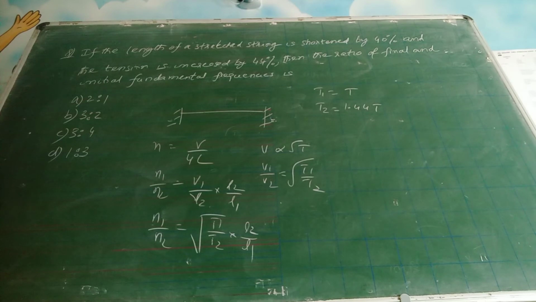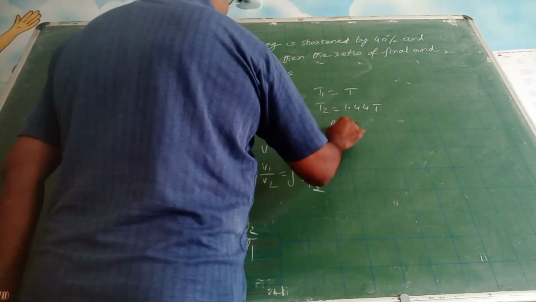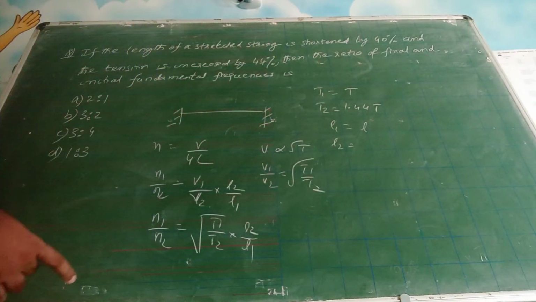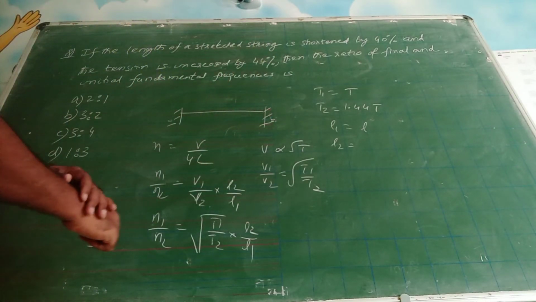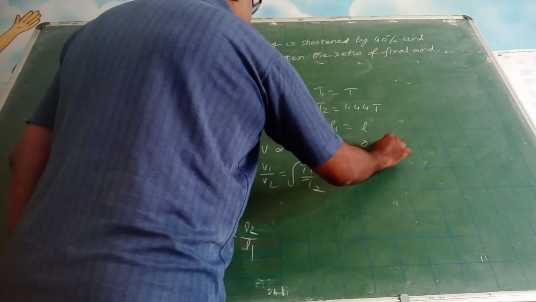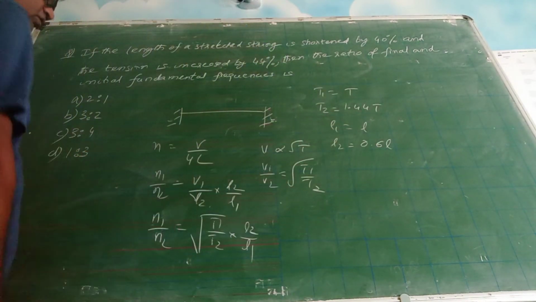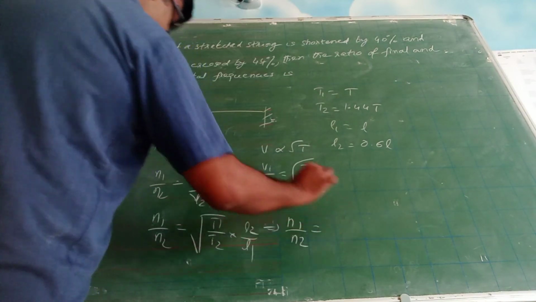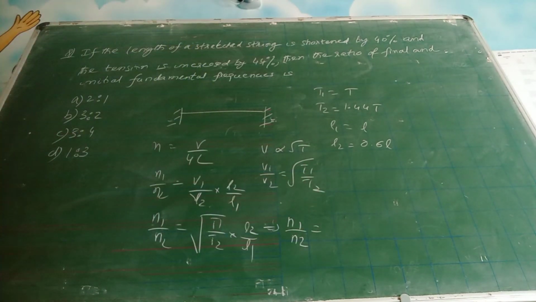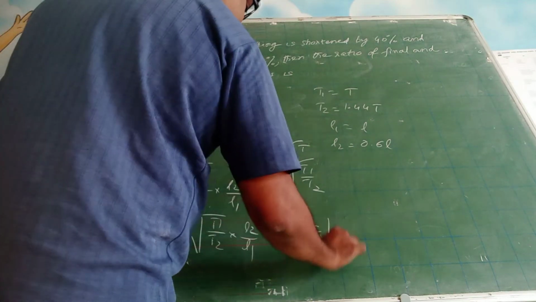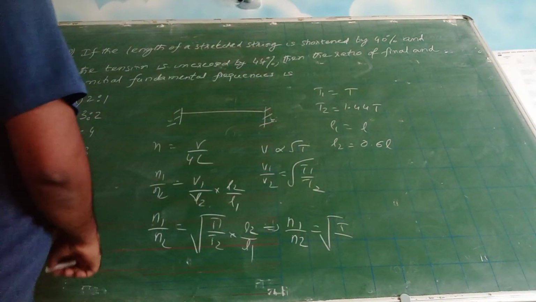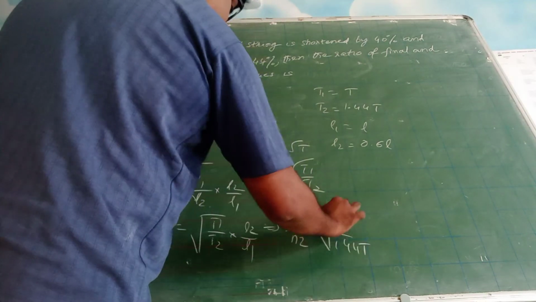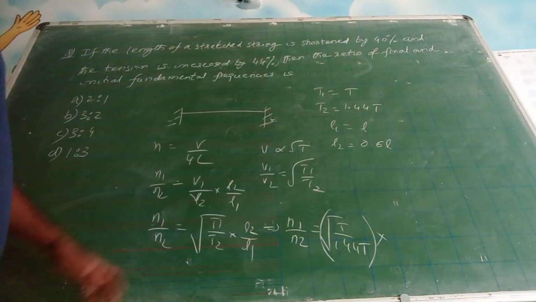And the length is shortened by 40%. Let us say original length was L, the final length will be 40% reduced. That means 60% remaining. So it is how much? So it is 0.6 L. Right? Let us put all those values here. So this becomes N1 by N2 equal to root over T1 by T2. So T1 is T and T2 is 1.44 T. Okay. Outside, L2 by L1.